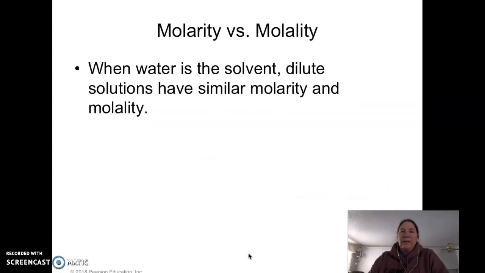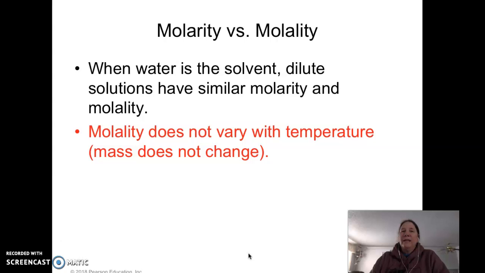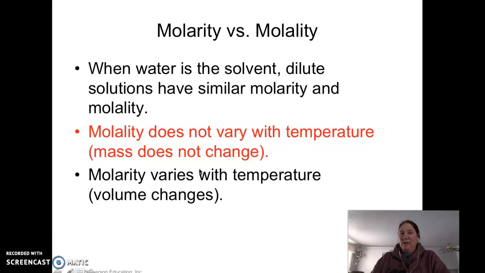Okay. So molarity versus molality. When water is the solvent, dilute solutions have the same molarity and molality, because a milliliter of water equals a gram of water. So the two of them are the same. Molality, which is based on kilograms, doesn't vary with temperature because the mass doesn't change. But molarity can. Volume can change as you heat something up, or if you cool it down. So that's why molarity can be a little off, but in most cases, it's going to be the same number.